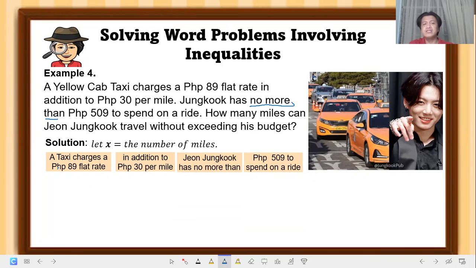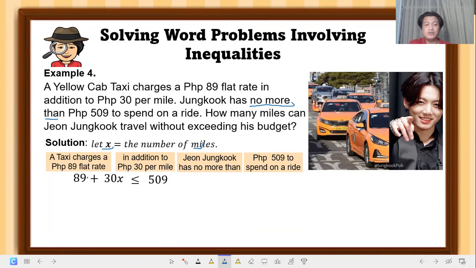So meaning to say, from this, you are going to translate from verbal to mathematical phrases. That is why we have to write 89. In addition to, that means addition, 30x. Why 30x? Because it is 30 per mile. Since x is the number of miles, we multiply, 30 times x, so 30x. Jungkook has no more than. The words no more than refer to the symbol less than or equal to 509. Just copy this. Okay, then you can now solve.